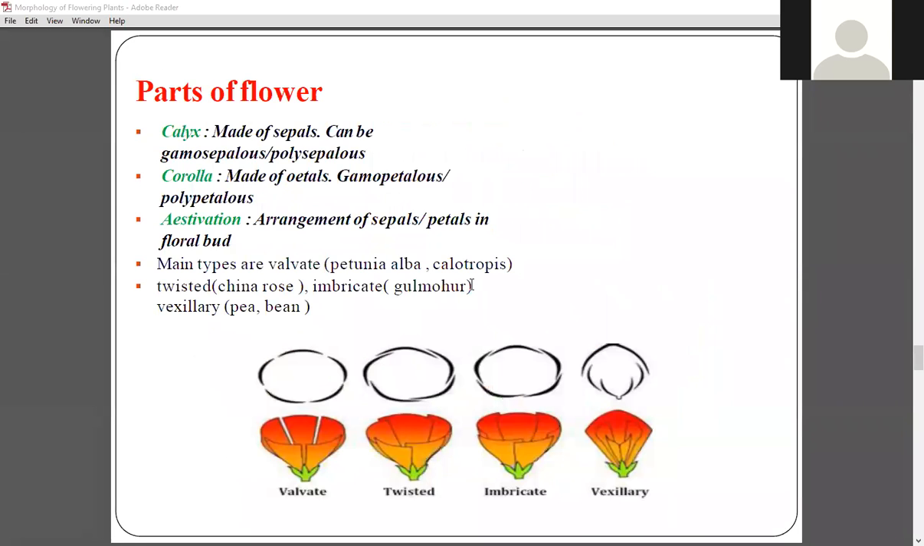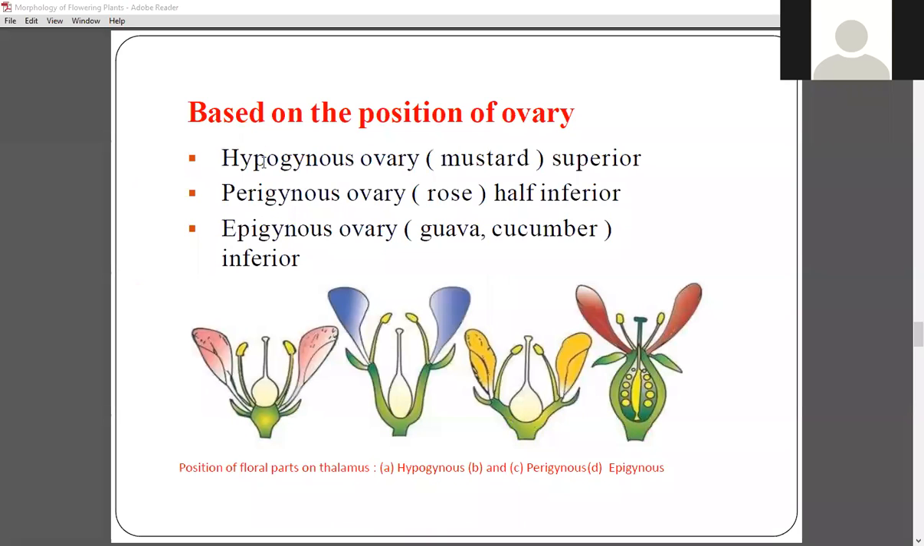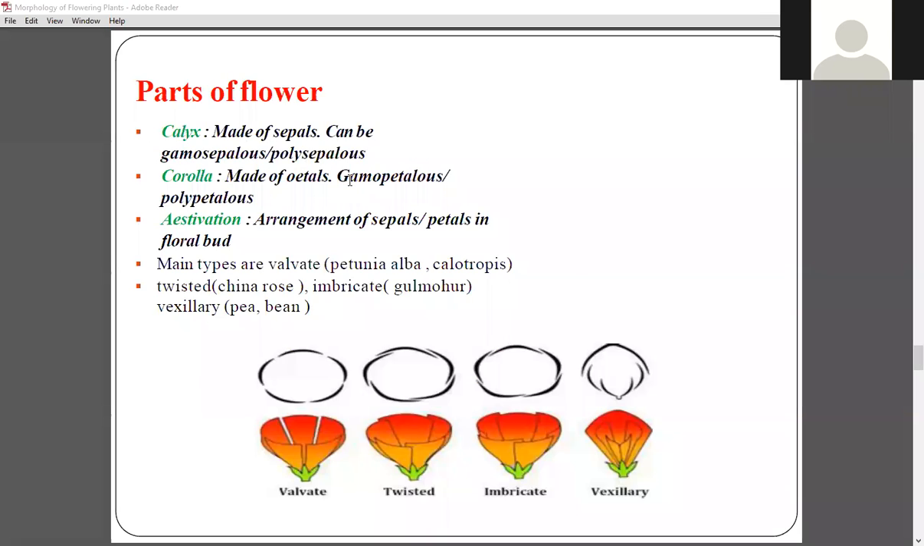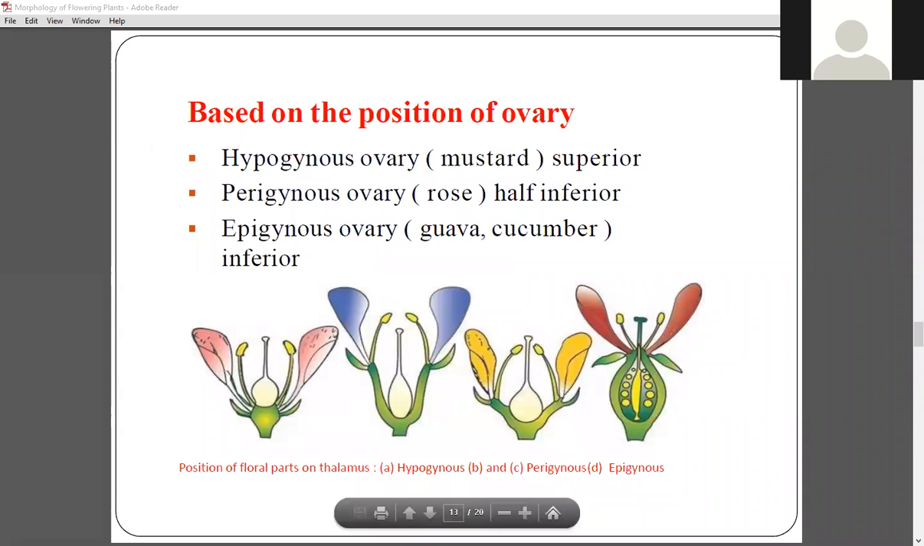Now from here the main topic starts, and that is the parts of the flower, right? But we are stopping the lecture here, and we will see in the next lecture which are the main parts of the flower. I hope you are very clear with today's lecture, and I hope to see you again, right?